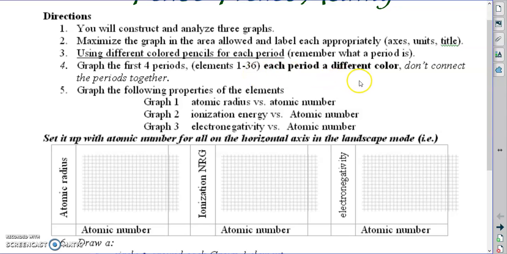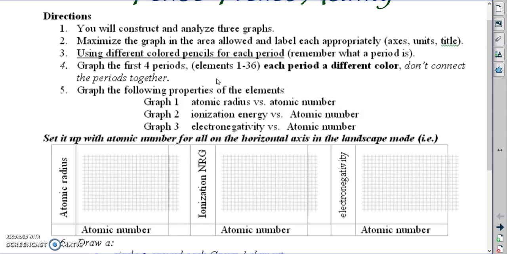You do not connect the periods together. Sorry, you're connecting the dots within the same period. Do not connect period 1 dots to period 2 dots. Okay? The first period is hydrogen and helium. The next element is lithium. There is a line between hydrogen and helium, but there is not a line between helium and lithium. There is a line between lithium, beryllium, boron, carbon, nitrogen, oxygen, fluorine, and neon. That's all connected. But when you go to the next period, neon to sodium, sodium and neon are not connected by a line.